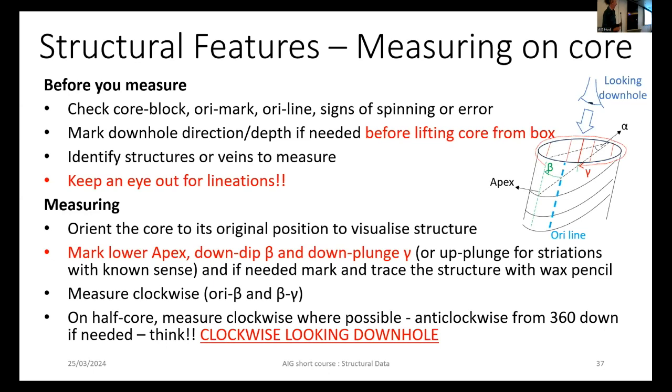Measuring: you orient the core in the right direction, so you can get a first idea. Okay, this looks like a very steep bedding, or whatever it is you're going to measure. Then you mark the lower apex, which is the ellipse on it, the lower one looking downhole. And if you've got a lineation on it, you either do the upper gamma or otherwise the downhole, the lower of the two gammas. If it's almost the same, it means it's a sub-horizontal lineation, so it doesn't really matter that much. Just do your best with that.